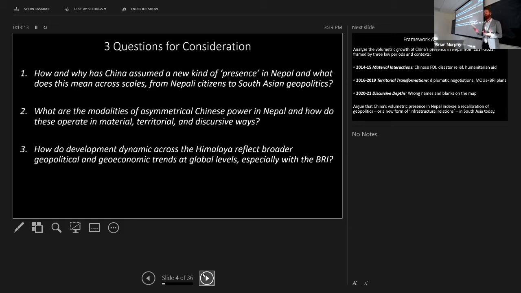The second question, which can help inform the first, is what are the modalities of asymmetrical Chinese power in Nepal? And how do these operate in material, territorial, and discursive ways? It's the intersections, or the configuration, of material, territorial, and discursive activity that together comprise this volumetric presence of China. The third question is, how do development dynamics across the Himalaya reflect broader geopolitical and geoeconomic trends at global levels, especially with respect to the BRI?